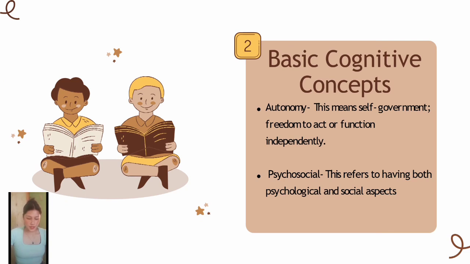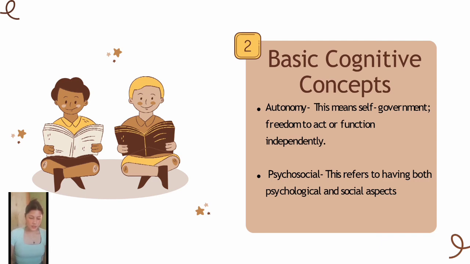Basic concepts. First is autonomy. This means self-government, freedom to act or function independently. Autonomy is self-government. It is how we develop character on our own, independently. Next, we have the psychosocial. Psychosocial refers to having both psychological and social aspects.